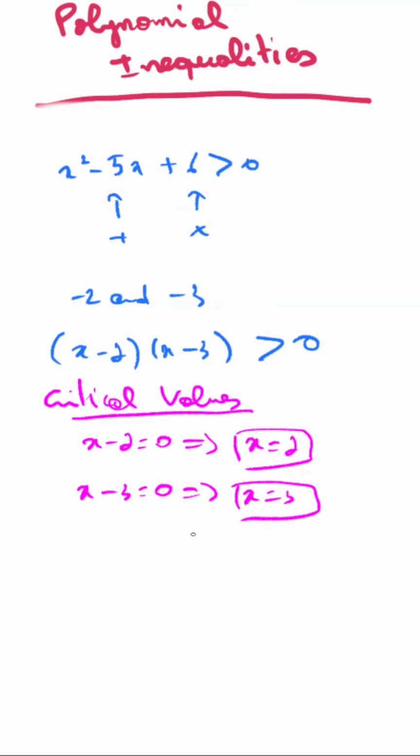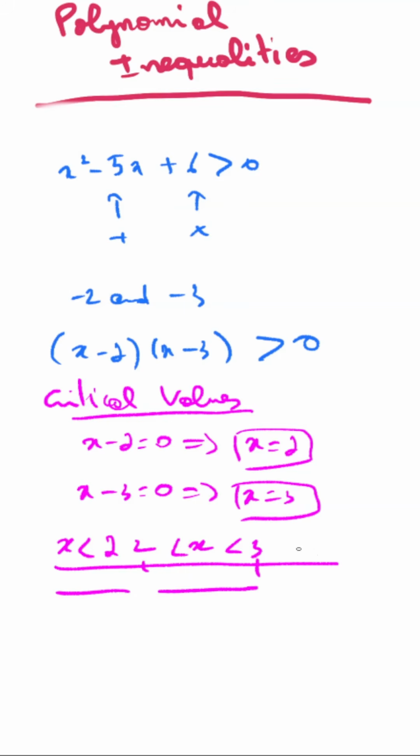So critical values do separate the line. So we have 2 right here, we have 3 right here. So everything that is less than 2, so where x is less than 2, this is the first part, where we have x between 2 and 3, which is the second part. And the third part is where x is greater than 3, which is here. So these critical values separate the line in this way. Now we have to test the answers for each one of the intervals.